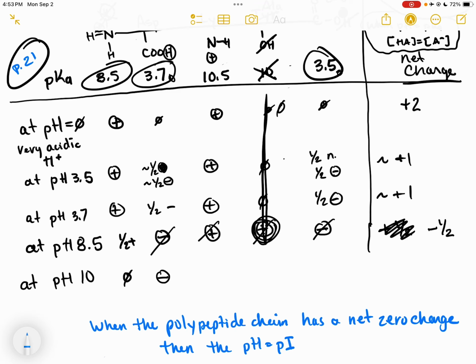This is useful when you're doing gel electrophoresis because the proteins will not move towards the cathode or the anode because they have no net charge. Okay, so that's why we're calculating the PI. So the PI is where the polypeptide chain is neutral. It's not positive, it's not negative, it's right in between, where the net charge is 0. So usually we do the average because we're halfway between positive 1/2 and negative 1/2.